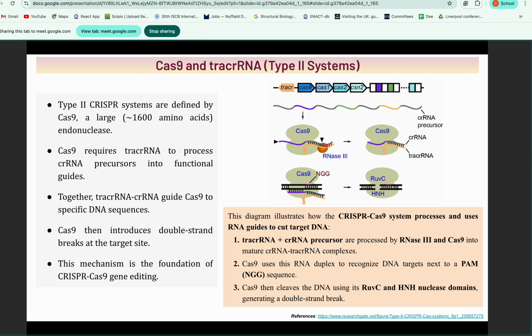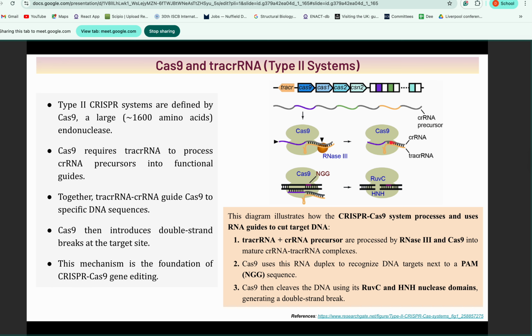So it is saying that it is not enough to have just the CRISPR RNA. For this, RNase 3 along with the tracrRNA is also working here, and tracrRNA is coming along with RNase 3, and it is leading to the conversion of these precursor CRISPR RNA into the proper guide RNAs.